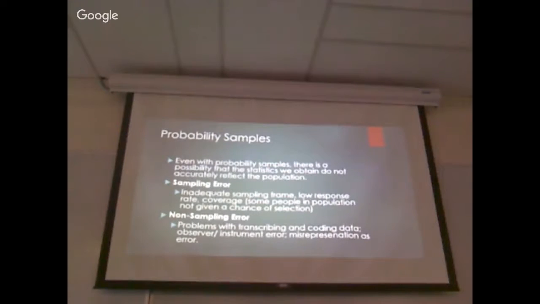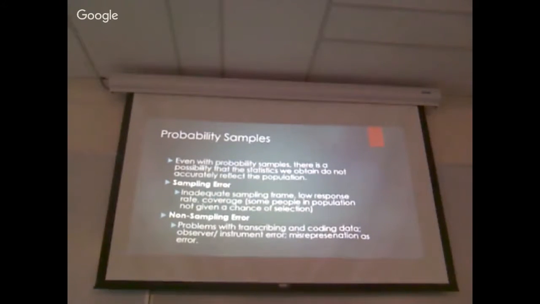Non-sampling errors. Okay, sampling errors: the right population, and also if the sample isn't large enough, one outlier or a couple of outliers in one direction can throw everything off. Non-sampling error is things that happen when you're trying to do the measures.